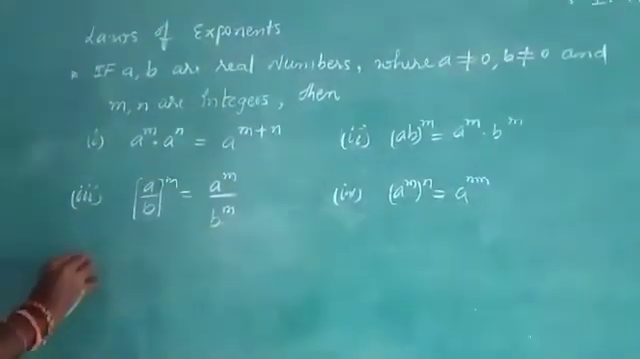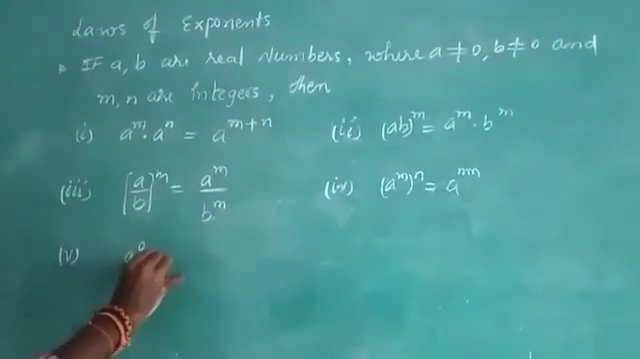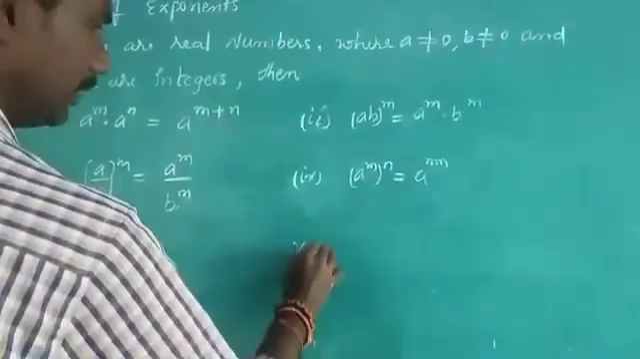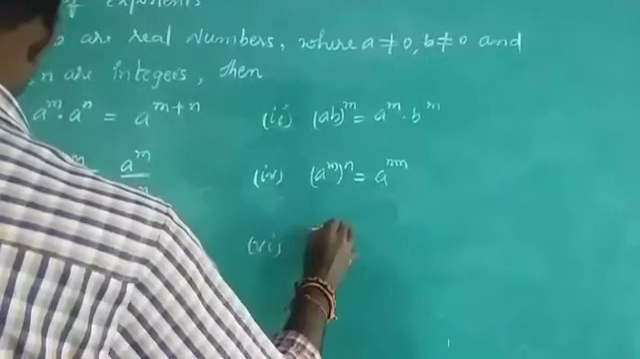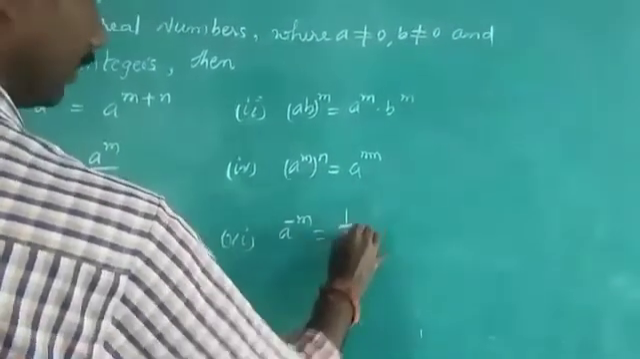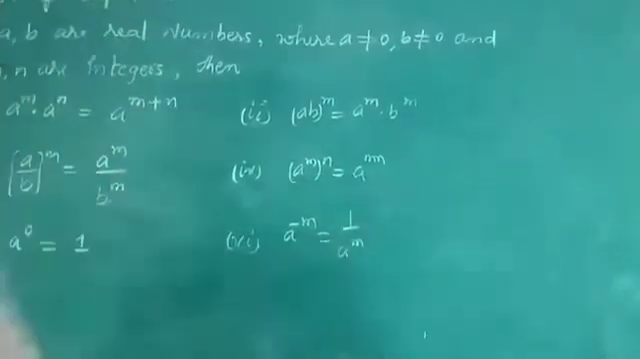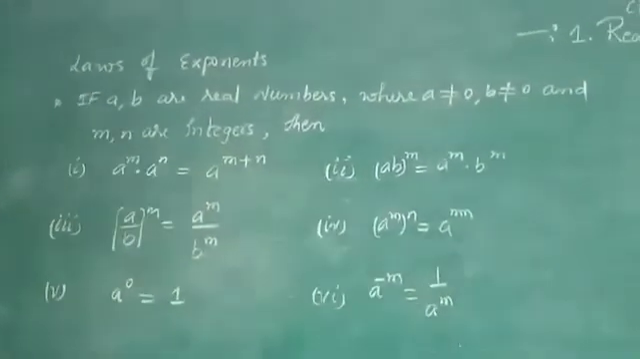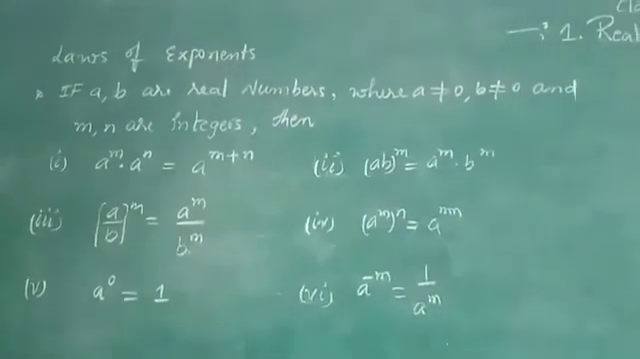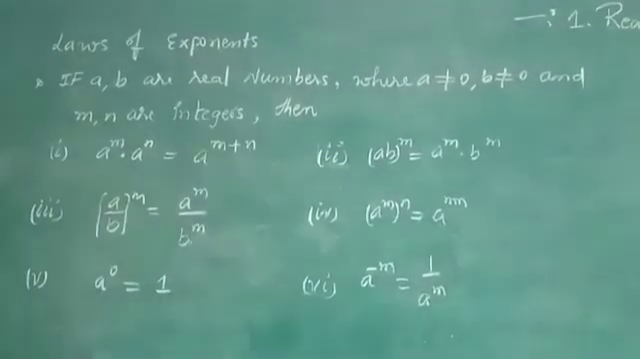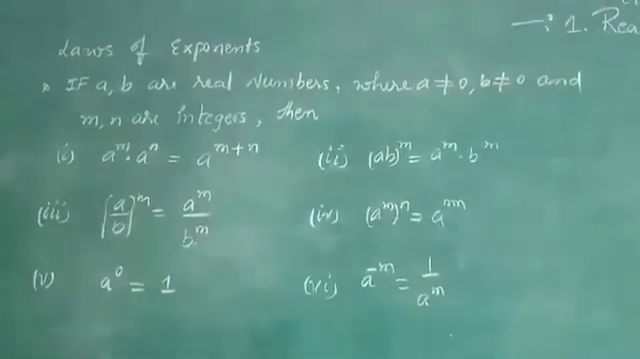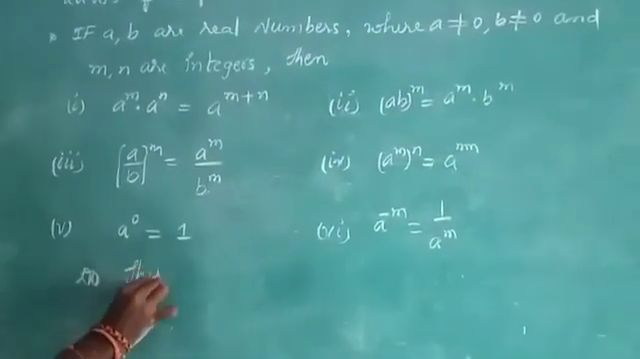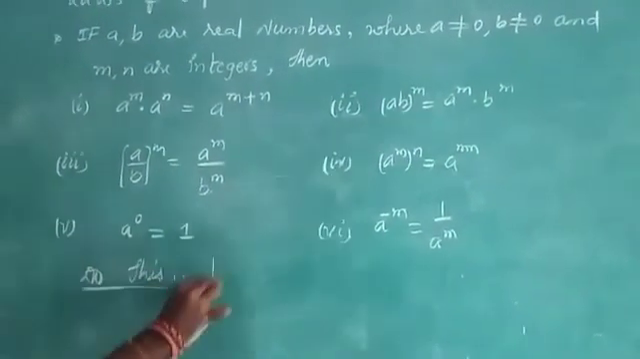So the fifth one, it's very important: a to the power of 0 is 1. And the sixth one, a to the power of minus m, you can read it as 1 by a to the power of m. So these are very important, just recalling. Then depending on this, we are going to do this.